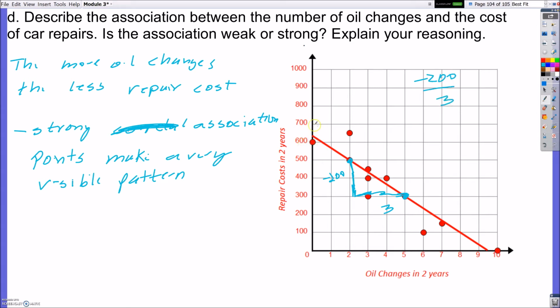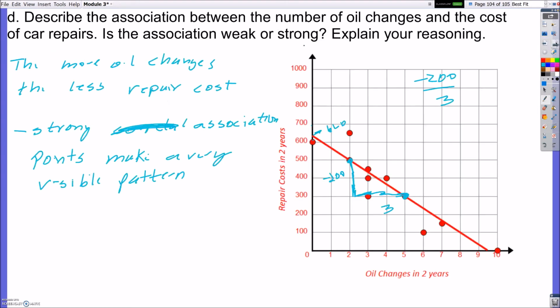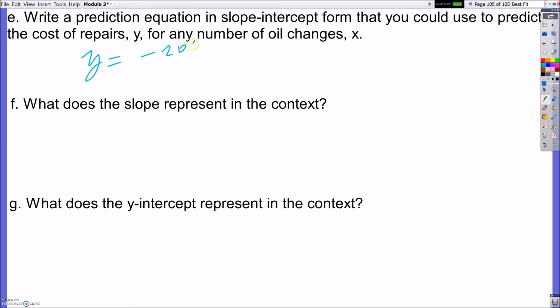And then I want to look at my y-intercept here. If this is 600, this is 700. This I would predict is about 620. So that means total cost of repairs is down, what was it, 200? Down $200 every 3 oil changes, plus $620 to start with.